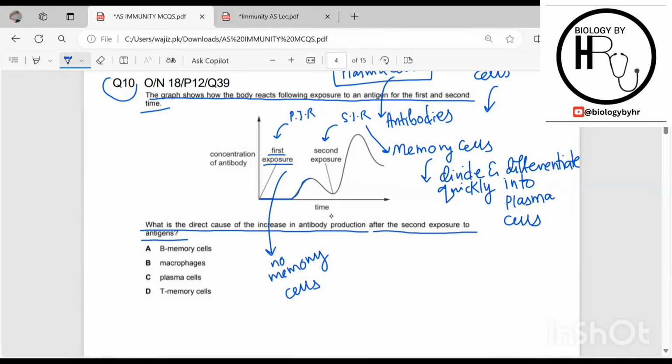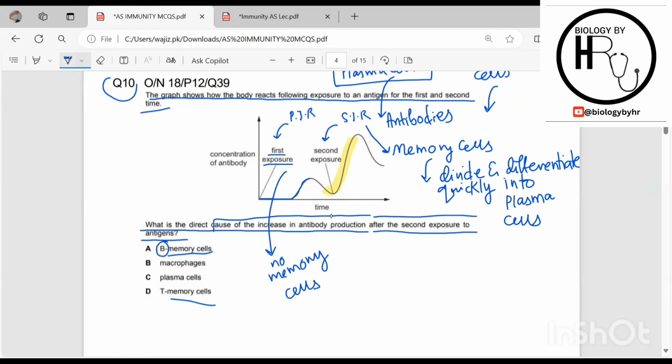Right? So now they are basically asking what is the direct cause of the increase in the antibody production after the second exposure to the antigen. So we can directly say that because of the memory cells, there is the rapid increase in the antibodies over here. So which memory cells are going to cause an increase in the antibody production? We know over here that they are the B memory cells.